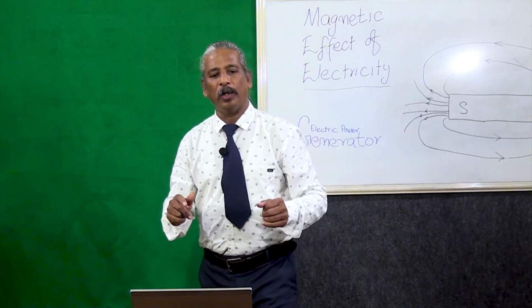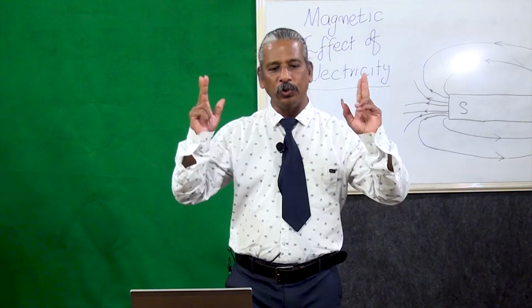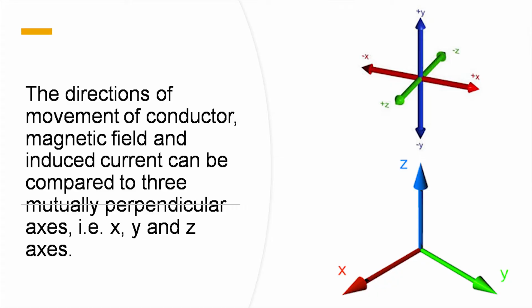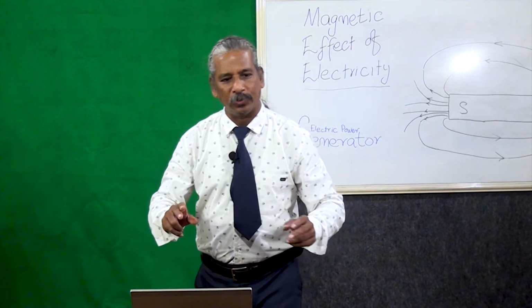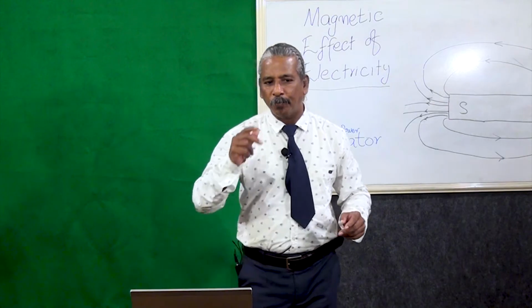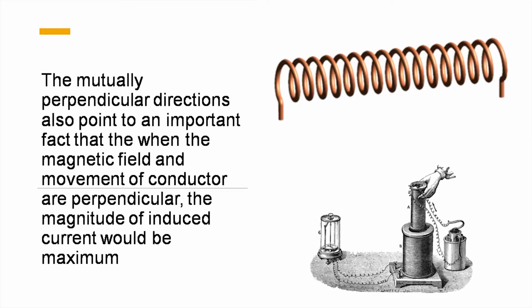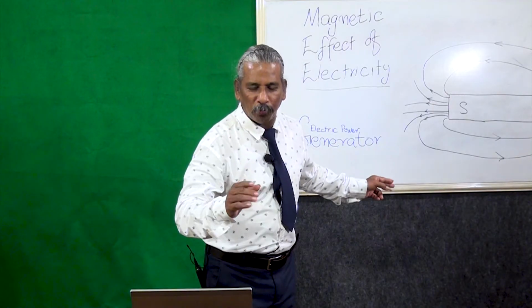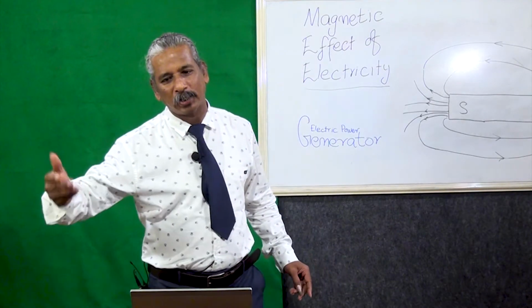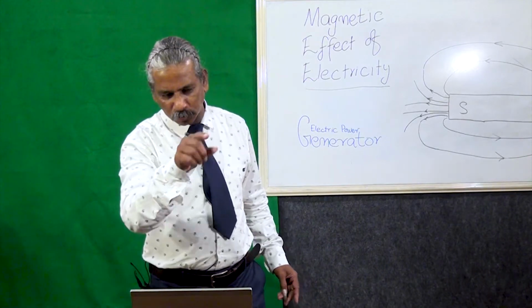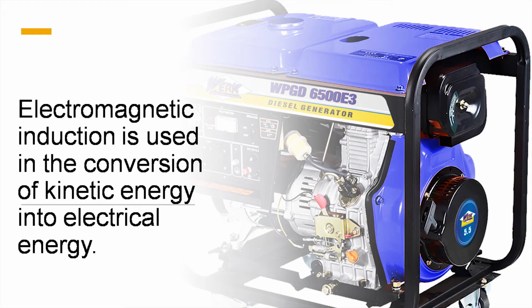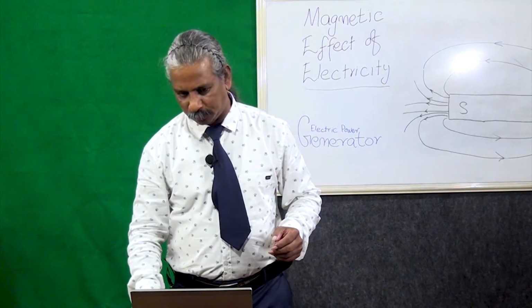The direction of movement of conductor, magnetic field, and induced current can be compared to three mutually perpendicular axes, that is X, Y, and Z. The mutually perpendicular directions also point to an important fact: when the magnetic field and movement of a conductor are perpendicular, the magnitude of induced current would be maximum. So maximizing the productivity in a generator is based on this principle. Electromagnetic induction is used in conversion of kinetic energy into electrical energy.